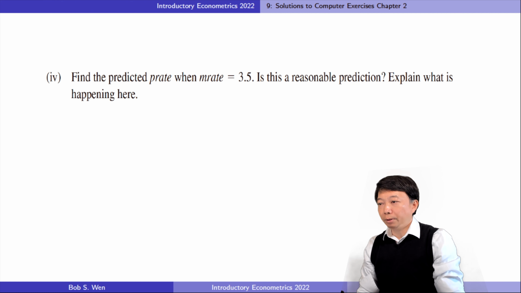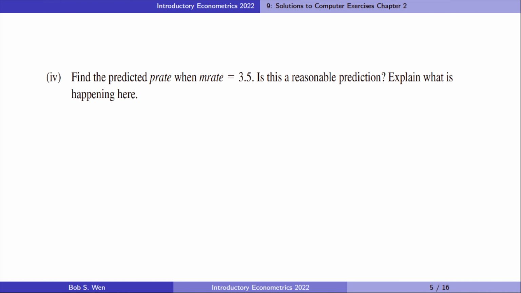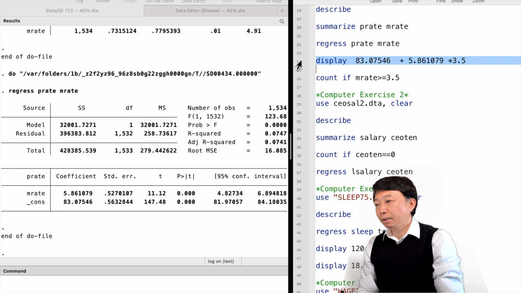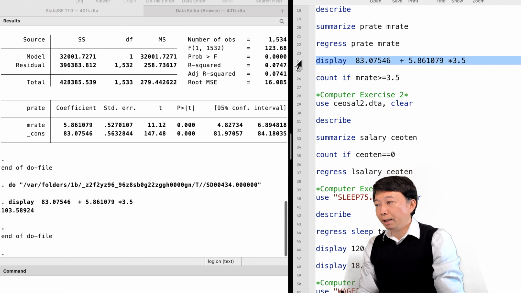The fourth question. The predicted participation rate is 103.6% when the match rate is 3.5. It is not a reasonable prediction. The participation rate could not be above 100%.